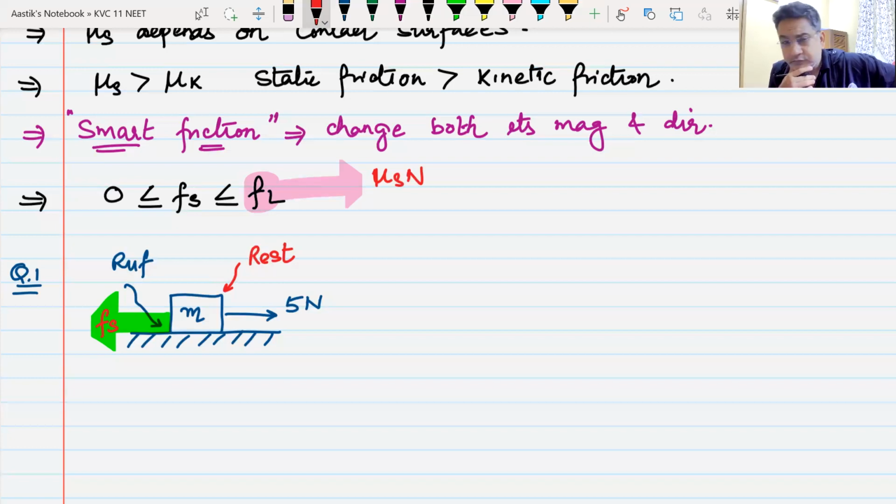Zero, sir. If it is 0, body will move. There is nothing stopping it. Apply common sense, not physics. You don't have to apply physics here. You just have to apply common sense. If a force of 5 Newton is applied on one side, but the body does not move, so there must be a force in the opposite side, which is static friction. What is the value of static friction? Is it so difficult for you to understand?